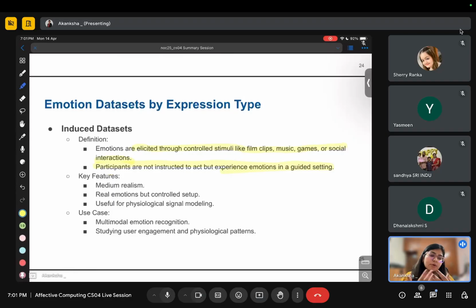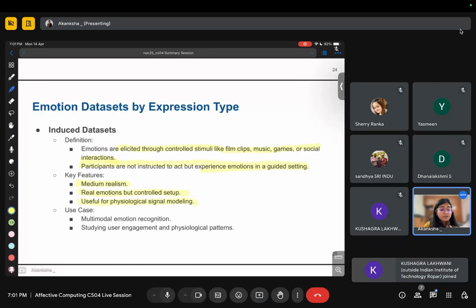ठीक है. So it is kind of inducing, the intensity is less, but it is more natural than the previous one. ठीक है. It has medium realism because the next category will be naturalistic. It is the most realistic setting, but this one is better than the acted one. Real emotions but controlled setup. So again, setup is controlled, but जैसे if you are watching some horror movie, you are genuinely scared, so the emotion is real. It is useful for physiological signal modeling.